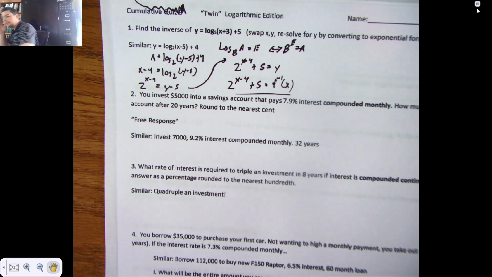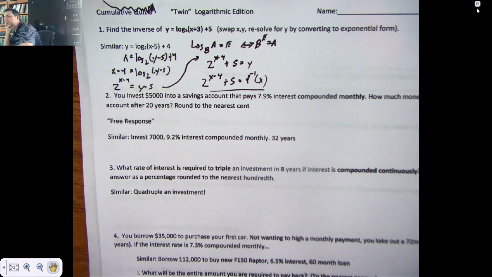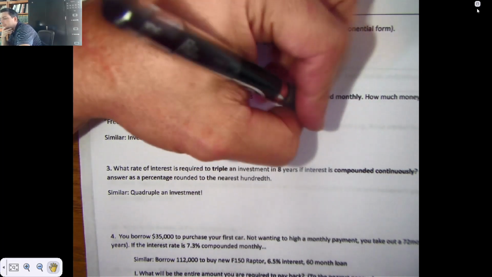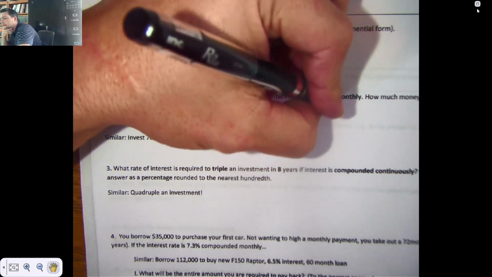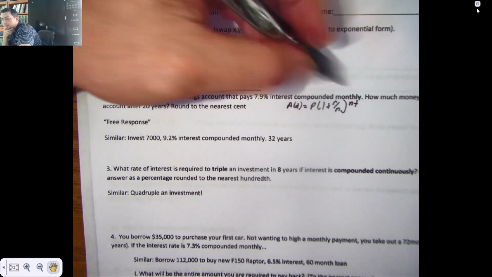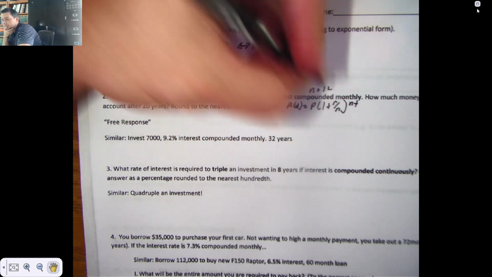Number 2, I think you guys will do well on if you can remember a formula. It's about investing. And it says I invest at 7.9% compounded monthly. My formula for this is the compound growth formula: principal times 1 plus r over n to the nt. Since I'm compounding monthly, I know that n is 12.